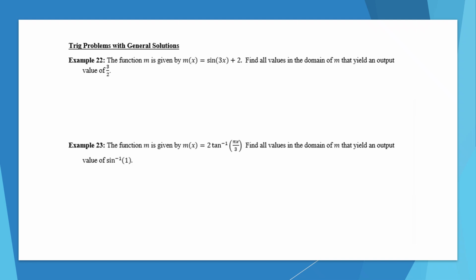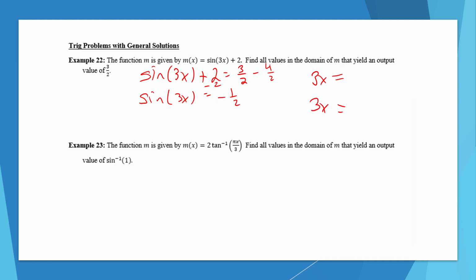All right, now let's try some trig with general solutions and another trig problem. So you could see either one of these. The first one, let's do together. So here we have sine of 3x plus 2 equals 3 over 2. I'm going to start by subtracting 2 from both sides, or subtracting 4 over 2, to get sine of 3x equals negative 1/2.